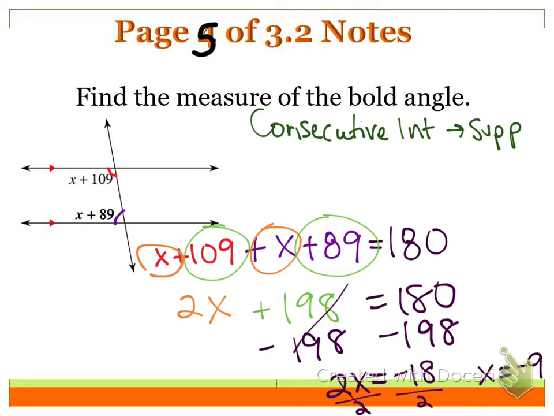Negative 9. Did it ask me for x? It did not. It asked me for the measure of the bolded angle. Yep. So you'd plug it in. Negative 9 plus 89, which is 80 degrees. So can you have a negative x? Yes. Could you have a negative angle? No. You could always check by plugging it into the other. You would have negative 9 plus 109, which is 100. And they were supposed to be supplementary, and they are.